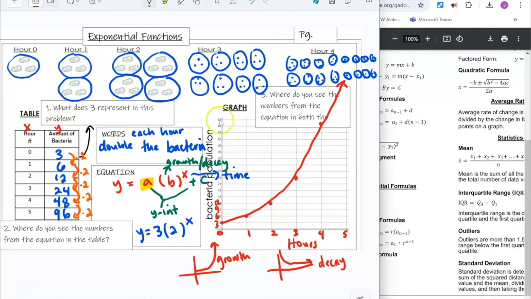All right, so my question is, where do you see the numbers from the equation? So look right here. Okay, so looking at my equation right here, where do you see those numbers in this table? All right, so let's start with the number 3. Where do you see the number 3? Right here, right? And what can you tell me about that number? It's my y-intercept. So how do I find my y-intercept from a table? I go where x is equal to 0.